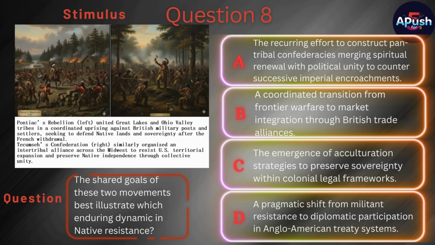A. The recurring effort to construct pan-tribal confederacies, merging spiritual renewal with political unity to counter successive imperial encroachments. B. A coordinated transition from frontier warfare to market integration through British trade alliances. C. The emergence of acculturation strategies to preserve sovereignty within colonial legal frameworks. D. A pragmatic shift from militant resistance to diplomatic participation in Anglo-American treaty systems.